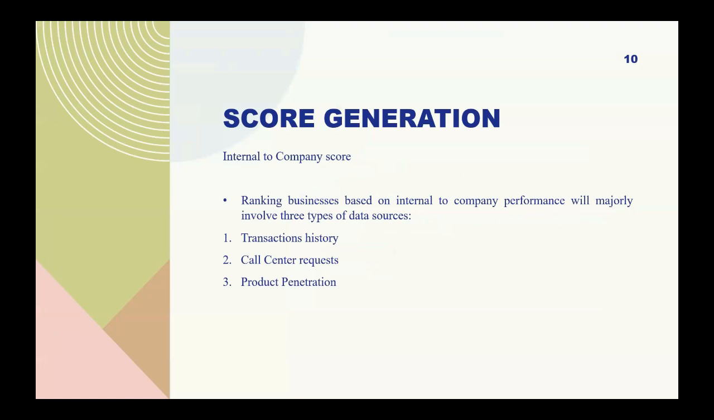Okay, so let's speak about how we generate this score. The first thing is the internal-to-company score. As I was saying, the most important data becomes your transaction history, how well the business has already been associated with you, and there is a metric that we used called RFM, which is recency, frequency, and monetary value. So you can think about this as how recently the business has done a transaction with your company, how frequently the business does transactions with the company, and what the monetary value of those transactions is. All three combined give us an RFM score that indicates very well the transaction history that the merchant or the business has with your company.